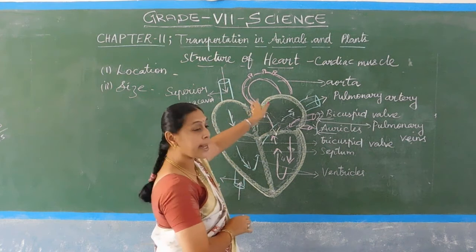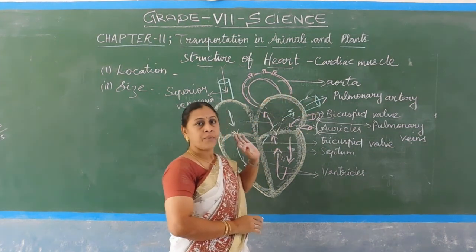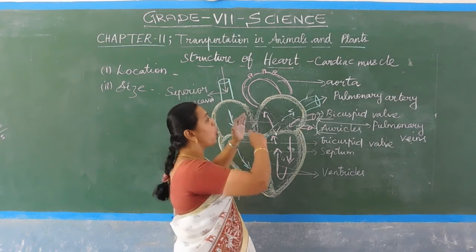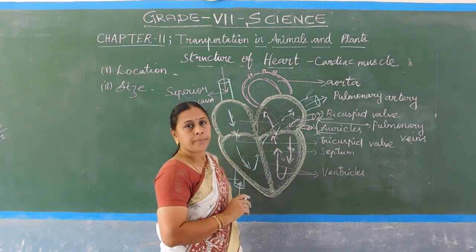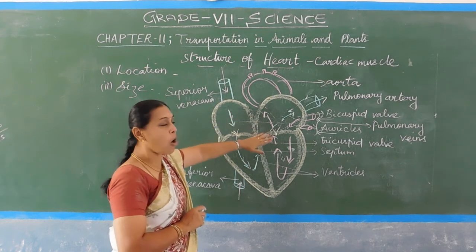This is the aortic arch. That is the aorta, the main blood vessel which carries the oxygen rich blood to all parts of the body. Do you understand? This is the internal structure of the heart.